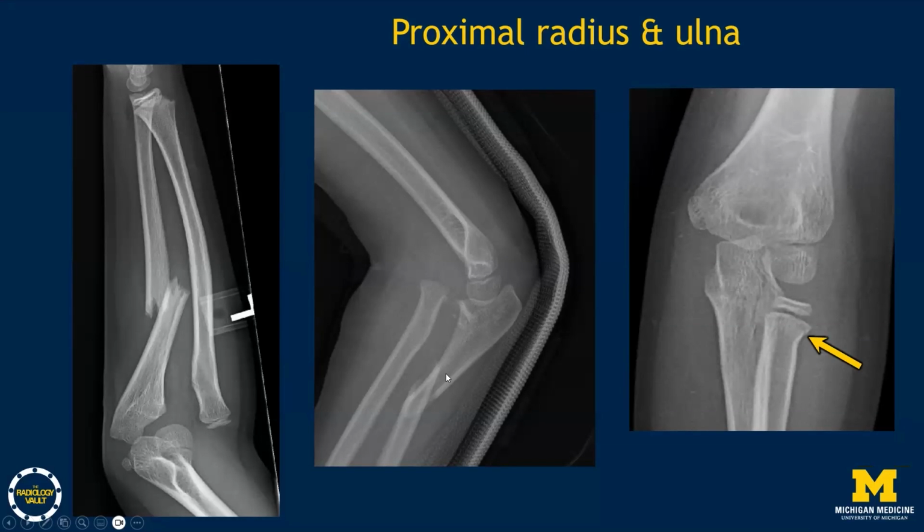In the center, we have an oblique fracture of the ulna with a displaced Salter 2 fracture of the proximal radius. And on the right, a so-called celery stalk type fracture of the proximal ulna with a non-displaced Salter 2 fracture of the proximal radius. So if one bone's abnormal, look at the other bone.